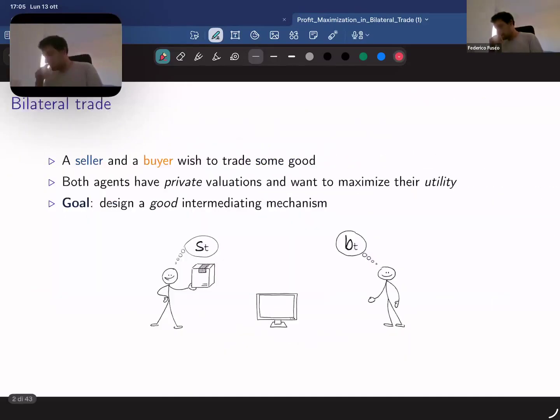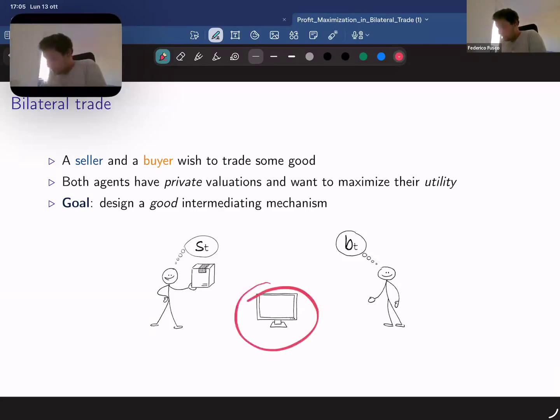So let's start. The problem that we're going to study is super simple and super foundational in economics. And it's this very simple model called bilateral trade, where the goal is to capture the interaction between two agents, a seller and a buyer that want to trade a good. Both these agents have private valuations and they want to maximize their utility. So they're rational agents, and we are in the middle.